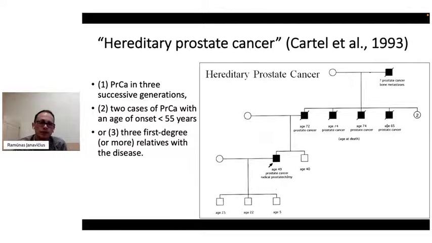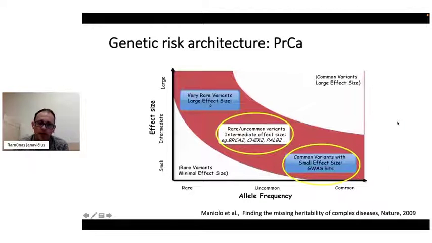And for a while there have been very strict criteria for identifying hereditary prostate cancer, which were developed before even the BRCA genes were identified, and mainly encompassed family history, as you can see, and also age of disease onset. So there must be prostate cancer in 3 generations, 2 cases at least at 55 years or earlier, and 3 or more first-degree relatives.